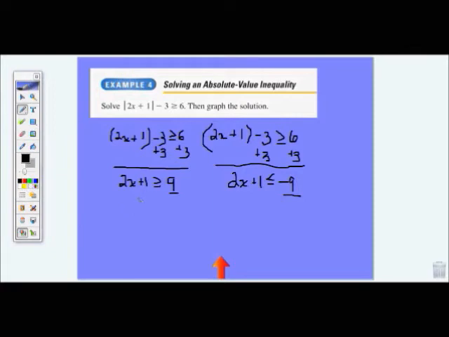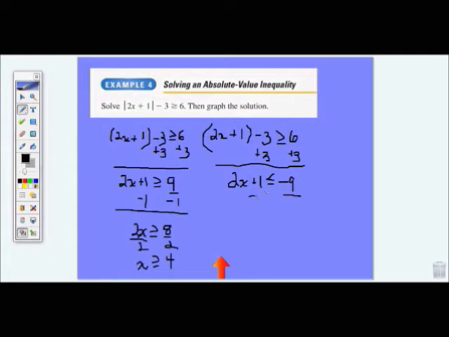So now I go ahead and I solve it. It's a simple sentence now. When it was positive, it's 2x greater than or equal to 8. Divide by 2, divide by 2, x is greater than or equal to 4.